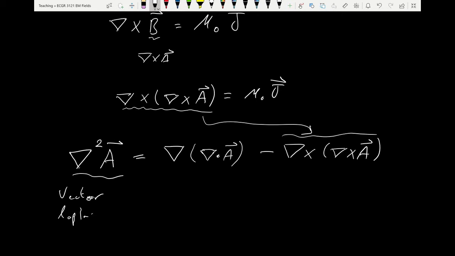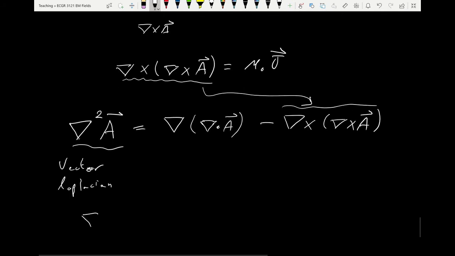Laplacian, in contrast with the scalar Laplacian, which is what? Which is divergence, no, sorry, gradient U, divergence. So it's the divergence of the gradient of the scalar field U. Right, so this is the scalar Laplacian.